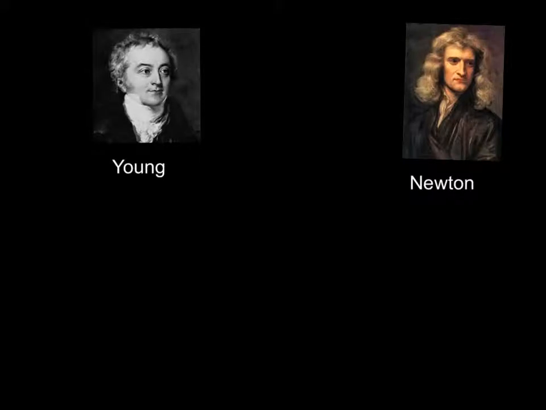So before we start, I'd like to talk a little bit about these 2 gentlemen, Thomas Young, and of course you know this guy, Isaac Newton. Turns out that Newton, apart from discovering his laws and the law of gravity and all that stuff, also studied light. And his theory was that light was made of little balls, little particles.